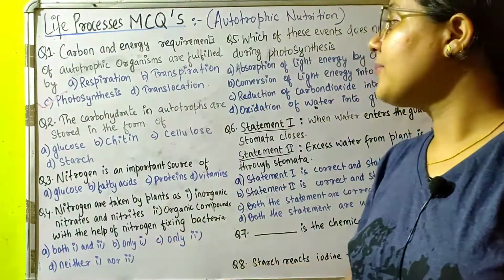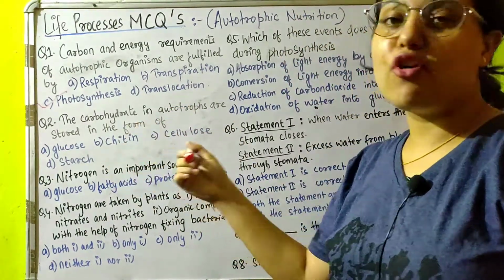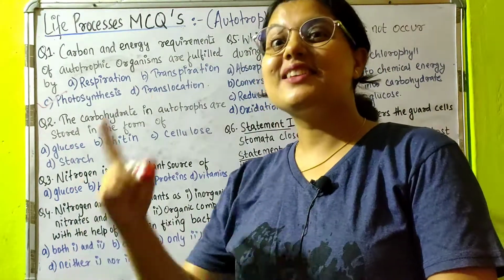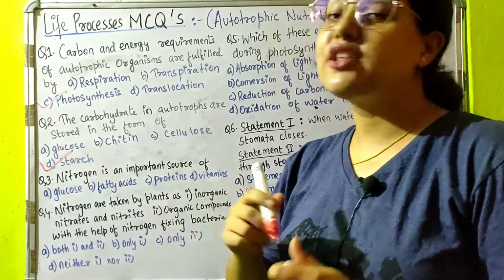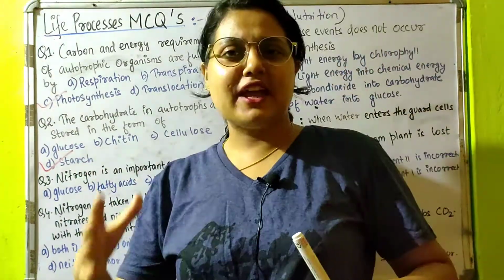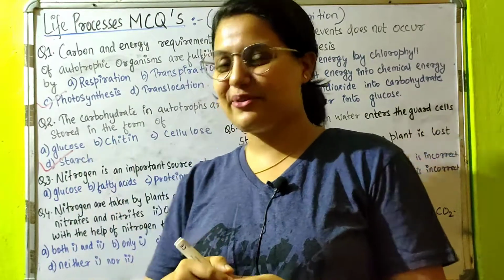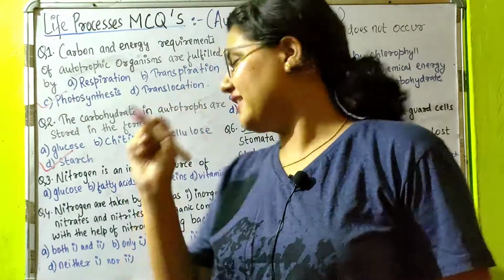Alright, now coming to the next: carbohydrates in autotrophs are stored in the form of what? It is starch. Carbohydrate is stored in the form of starch. Nitrogen is an important source of what? That is protein. Nitrogen is an important source of protein.